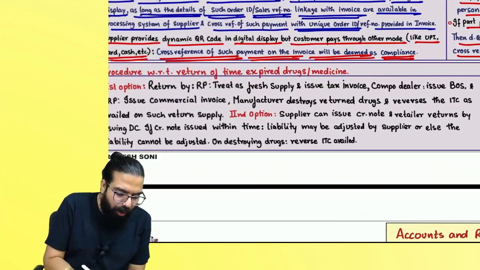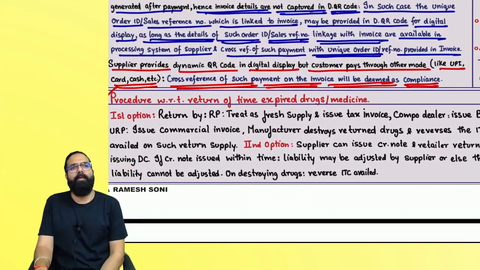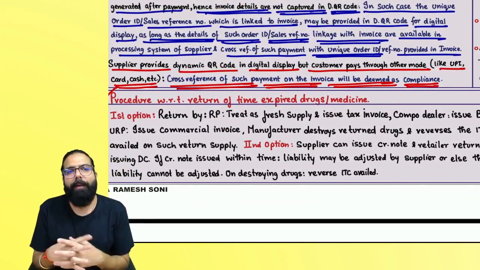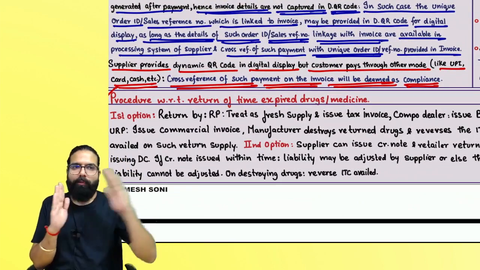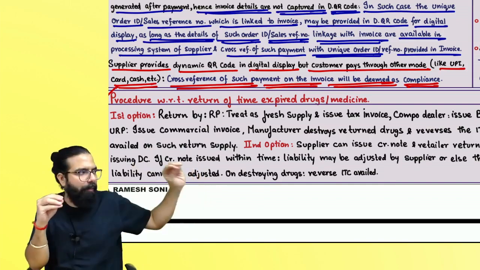Here it goes ahead and talks about procedure with respect to time expired drugs and medicine. Everyone listen to me very carefully. What used to happen? Supposing I am a person who has sold medicine. In that scenario, I'll buy powder, with the powder I'll make medicine, and the medicine I sold to you.